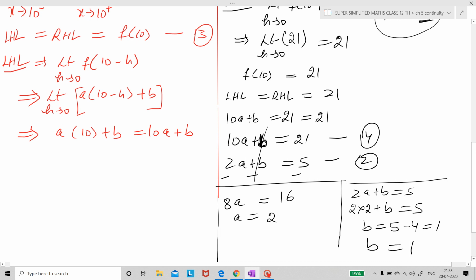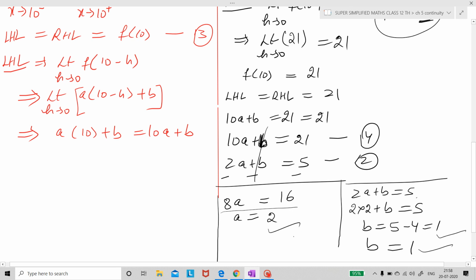Now we solve these two equations simultaneously by elimination method. We change the signs of second equation, b gets cancelled. 10a minus 2a is 8a, 21 minus 5 is 16, so 8a is 16, and hence we get a is 2. Substituting the value of a in equation number 2, which is 2a plus b equal to 5, we put a to be 2. So 2 into 2 plus b is equal to 5, that is b is equal to 5 minus 4, that is 1. So value of b is 1 and value of a is 2.